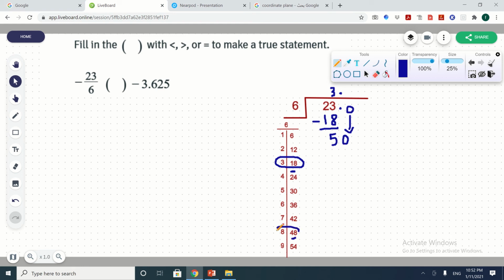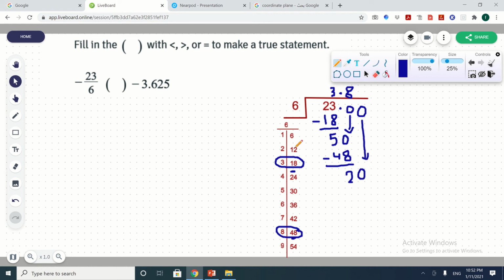We always take the smaller number. Between this number, but we will take the smaller number. How many 6 in 50? It is 8. Okay. 8 multiplied by 6 gives us 48. Subtract 50 minus 48 gives us 2. Add another 0. Bring it down.